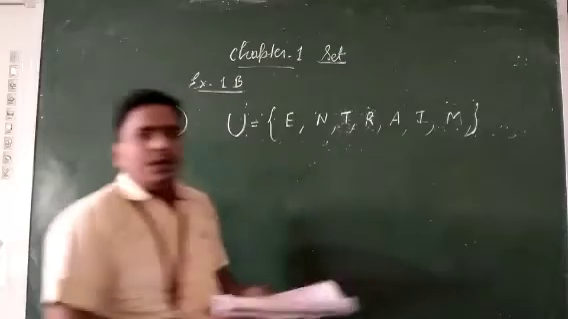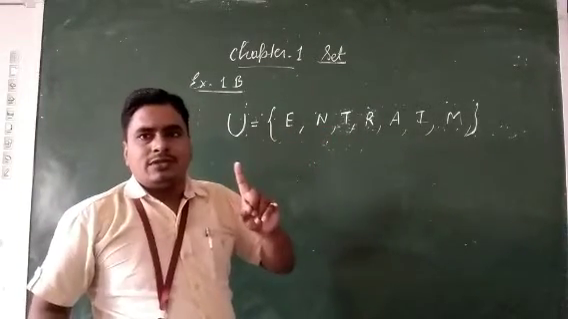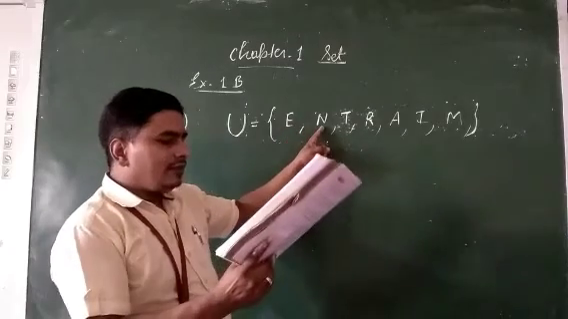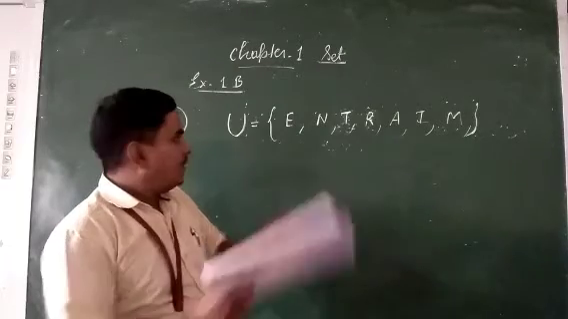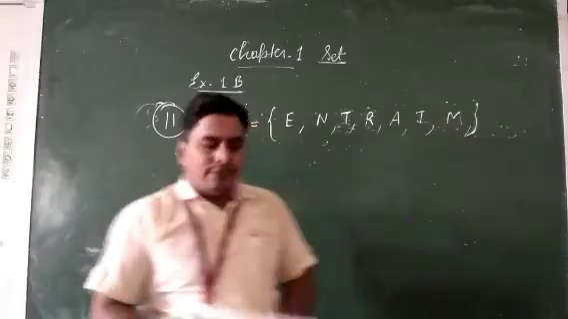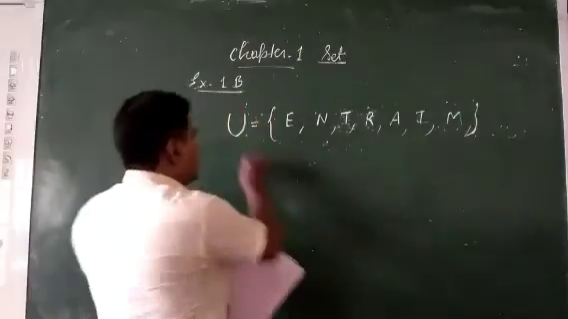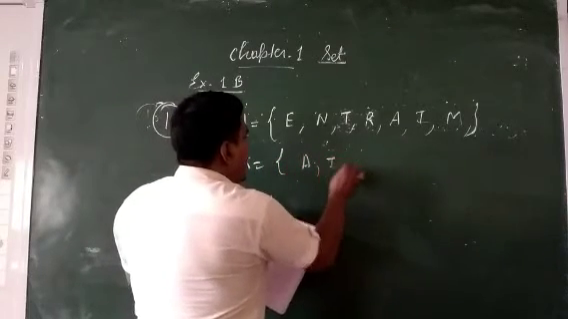We will write letter of the word only one time, not twice. Okay. So E, N. Okay, how many letters are there? 1, 2, 3, 4, 5, 6, and 7. Only one. So represent this. And one more set is given. x is equal to E, A, I, R.